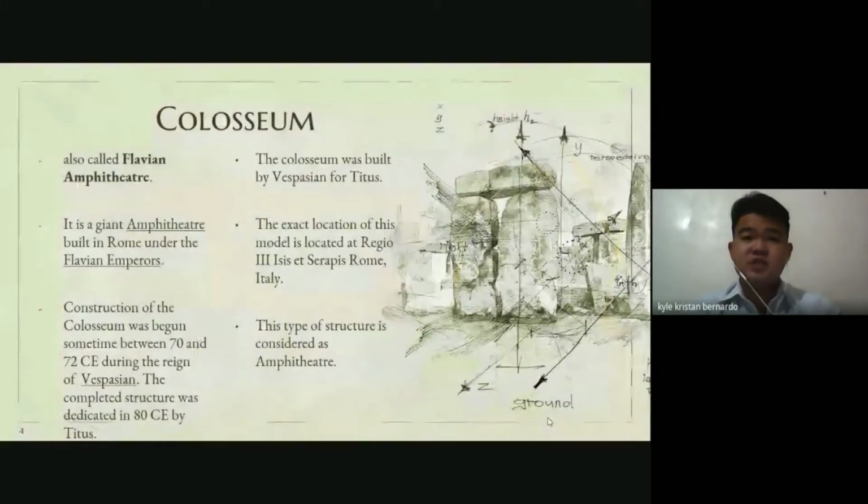The Colosseum, also called the Flavian Amphitheater, is a giant amphitheater built in Rome under the Flavian emperors. The construction of the Colosseum began sometime between 70 and 72 CE during the reign of Vespasian. The completed structure was dedicated in 80 CE by Titus. The Colosseum was built by Vespasian for Titus. The exact location of this model is Isis et Serapis in Rome, Italy. This type of structure is considered an amphitheater.